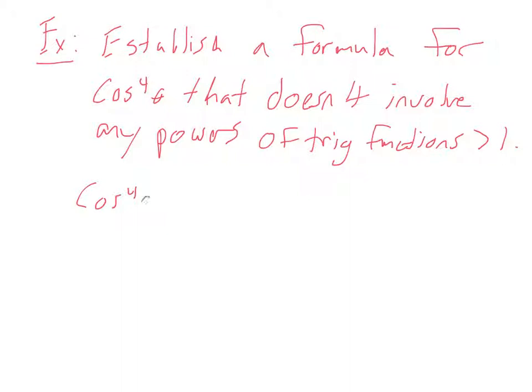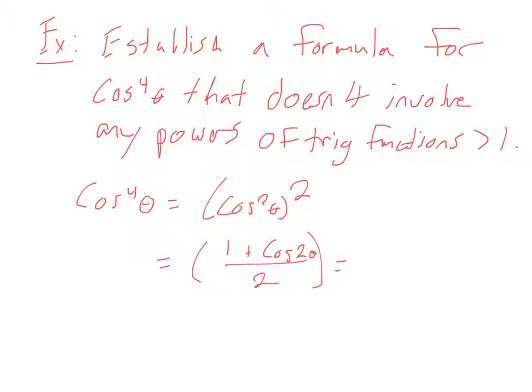So cosine to the 4th theta, here's the trick we're going to use first. We're going to write this in terms of cosine squared theta, squared. So far, so good, yeah? And so cosine squared theta, we know from our power reduction formula, is 1 plus cosine 2 theta over 2. So we're going to go ahead and square that. Right, so that will get 1 plus 2 cosine 2 theta plus cosine squared 2 theta all over 4. So we're getting there.